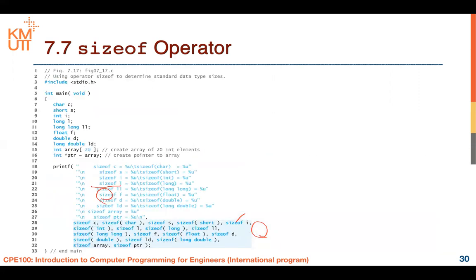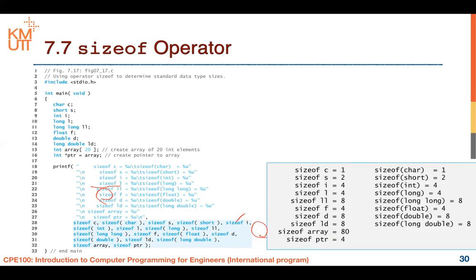And if you want to list the sizes of all the types in C programming, it can be shown like this. Okay, you can see this. I'm not going into detail about the sizes of the types that are listed in C programming.